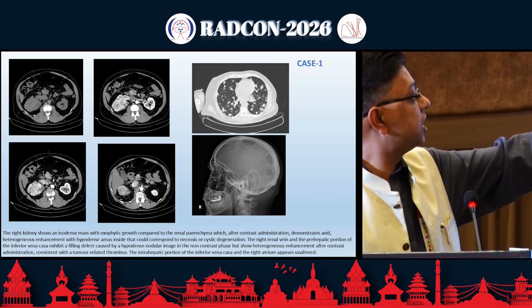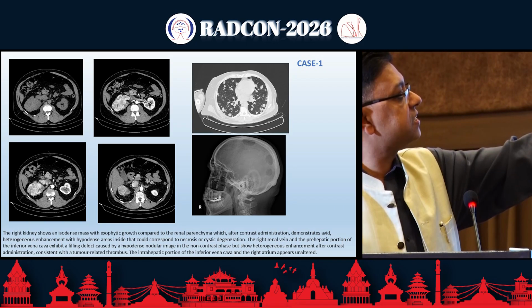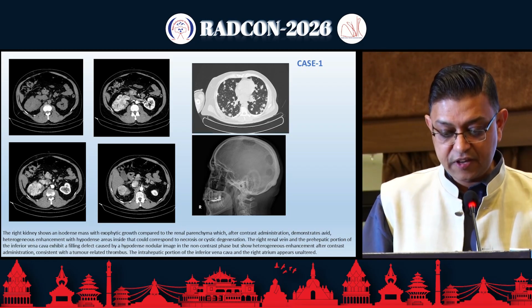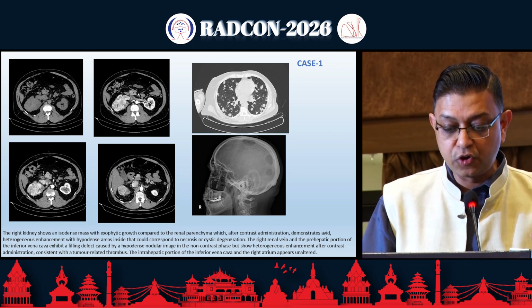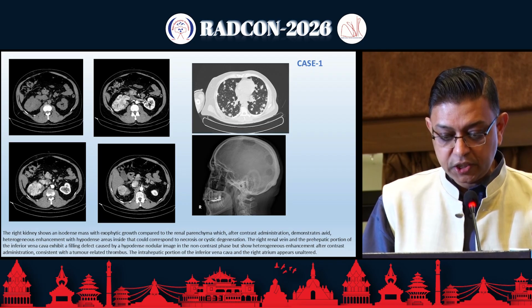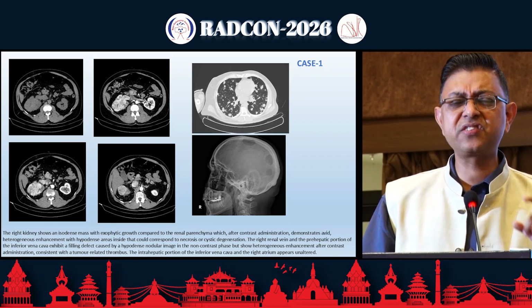So the first image is the unenhanced scan. The second one is an arterial phase where you can see the tumor filling the whole of the kidney. And then if you look carefully, where is the tumor going? The tumor is going slowly into the renal vein, and then through the renal vein, it is going into the IVC. This is so important.